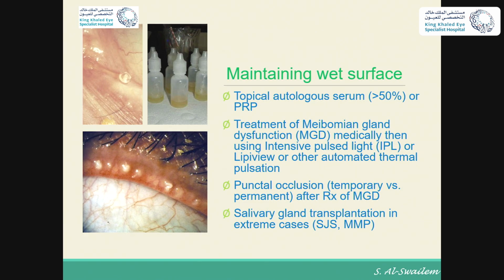We can also use punctal occlusion, either a temporary one or a permanent one. In certain conditions where there is an absence of the lacrimal glands, I've seen a couple of cases in the past, you can do a salivary gland transplantation from the buccal mucosa. You can transplant these cells to the eye, and you can do that also in Stevens-Johnson syndrome and MMP.